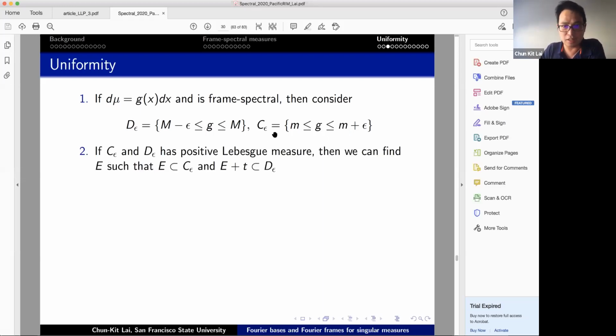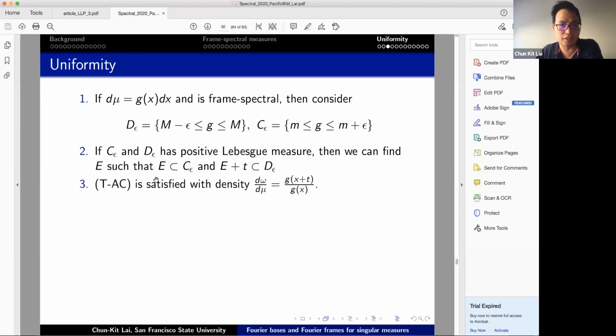And then if these two sets have a positive measure, you can use convolution. So that's kind of like a qualifying exam question: I can always find a set of positive Lambda measure to move from C epsilon to D epsilon. So to move it from here to here. And then I can check the translation absolute continuity on this set. So I can move it from here to here, and then I check.